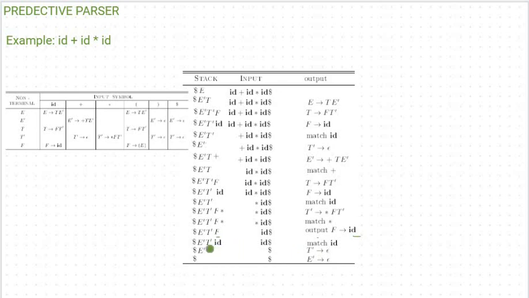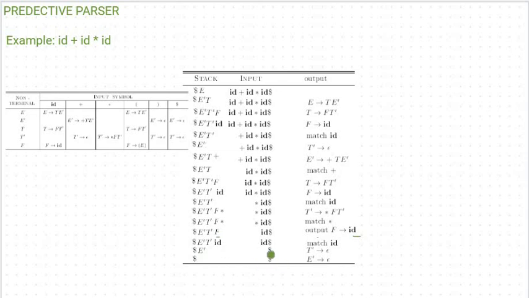So what you will be doing next, in input string you don't have anything, right? So you have to look for T dash and the dollar symbol. For T dash and dollar symbol, you have T dash tends to epsilon. So I just apply the rule. Then again E dash and dollar. For E dash and dollar, again you have epsilon, right? So apply the rule. Once you apply these rules, the stack will become empty.